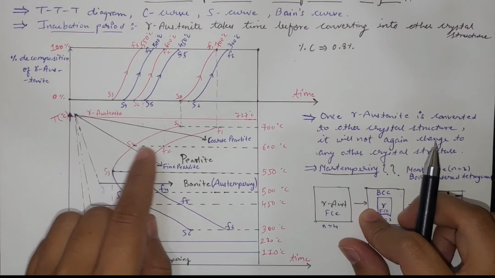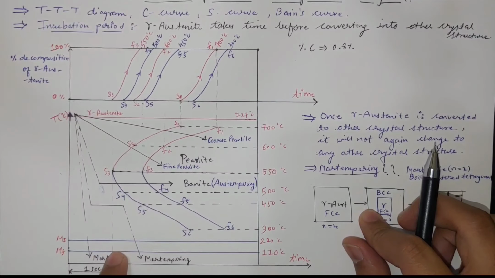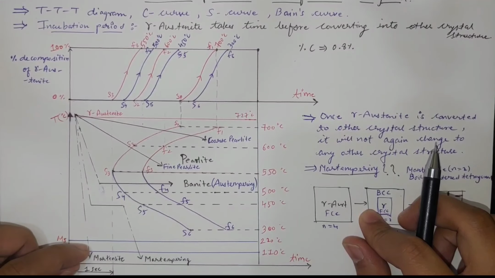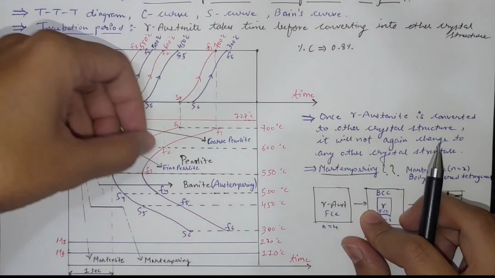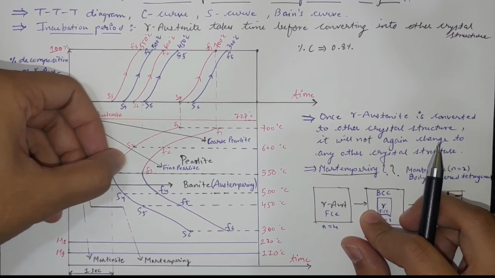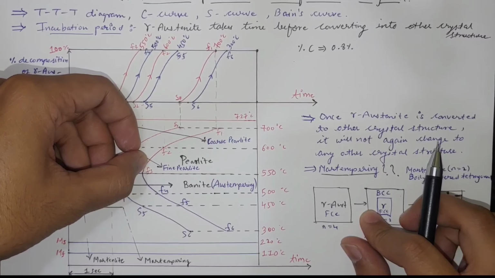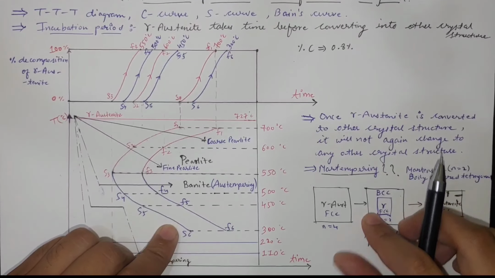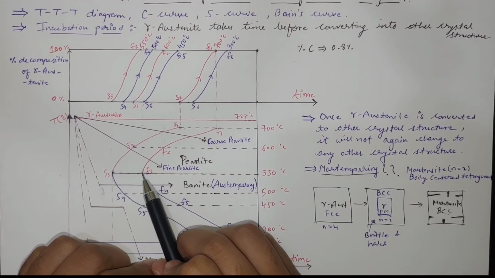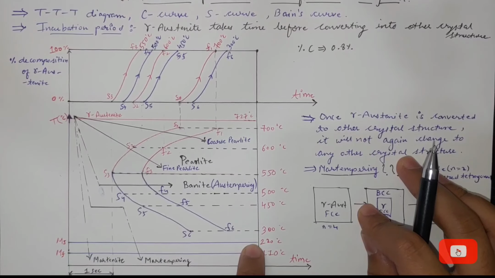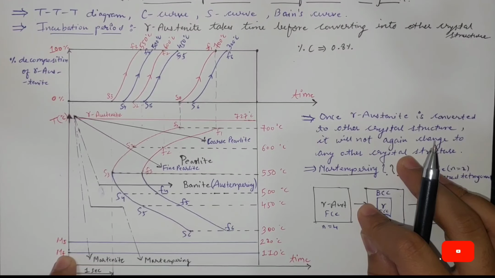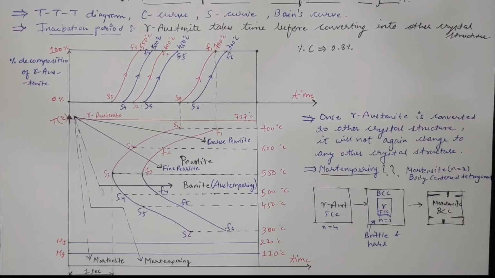Now we understood pearlite, bainite and martensite. Here at 220 degrees Celsius the martensite start line will occur, and these two lines we understood. This start line is the pearlite start line. This finish line is the pearlite finish line. This line is the bainite start line, and this line is the bainite finish line. Similarly, this 220 degrees Celsius is the martensite start line, and this 110 degrees Celsius is the martensite finish line. So this is how we can achieve different microstructures with different cooling rates and different temperatures.